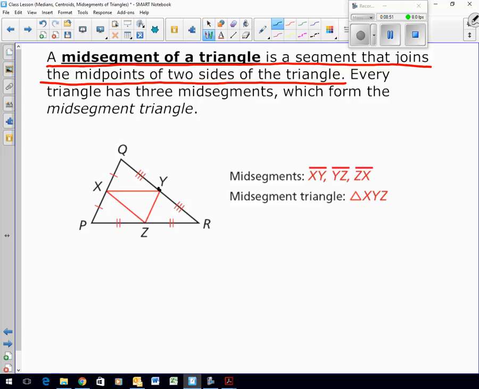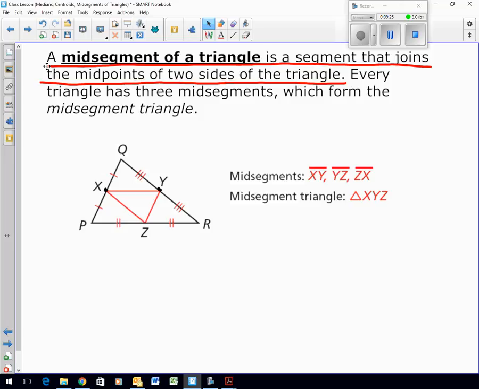Y is the midpoint of QR. X is the midpoint of QP. XY is the mid-segment. I'll say that again. Y is the midpoint of QR. X is the midpoint of QP. XY is the mid-segment.